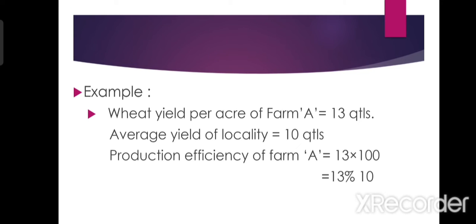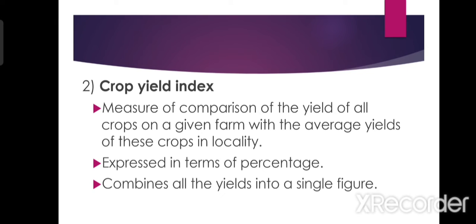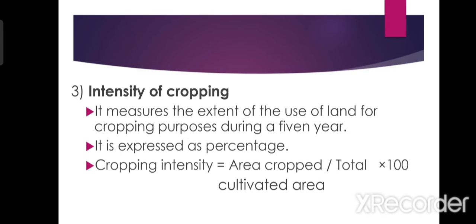Example: wheat yield per acre of the farm is 30 quintals, average yield of the locality is 10 quintals, so production efficiency of the farm equals 30 by 10 into 100. Next, crop yield index: a measure of comparison of the yield of all crops on a given farm with the average yield of these crops in the locality, expressed in terms of percentage. It combines all the yields into a single figure.